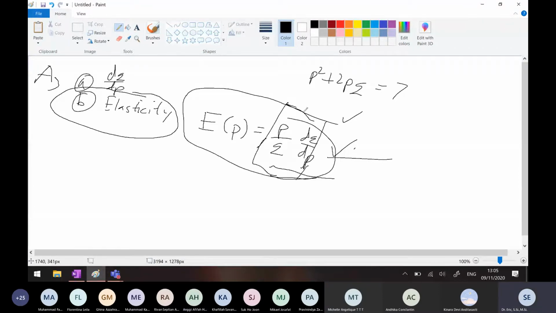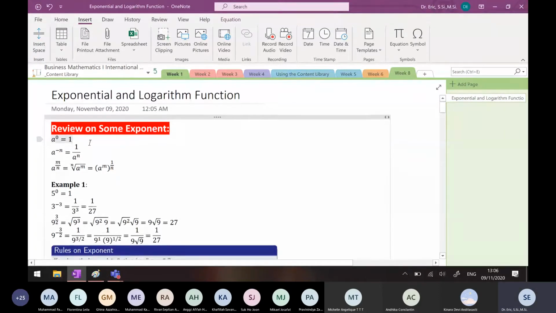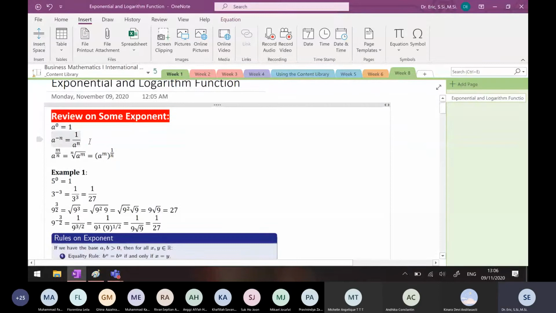Some of you, I'm very amazed, because you did A3 and A4 perfectly. And this is the exponential and logarithm function. Maybe some of you haven't learned about it, so you have to learn it in 1 or 2 days, 1 or 2 appointments. I hope you can catch this.